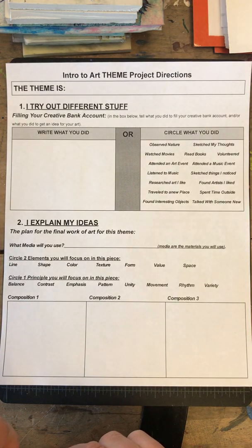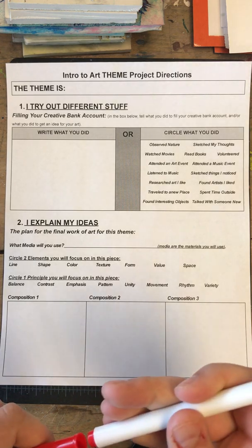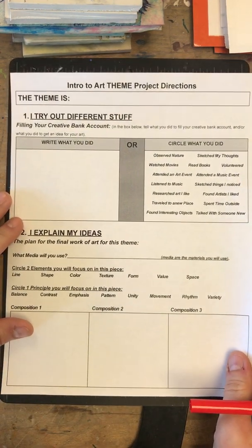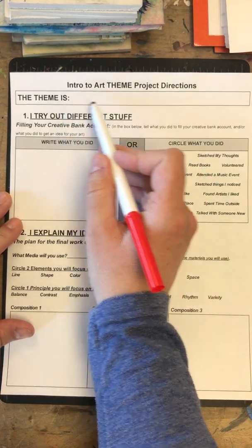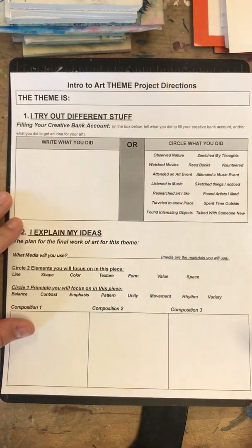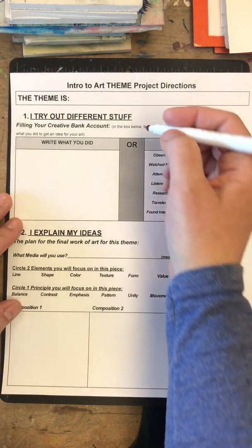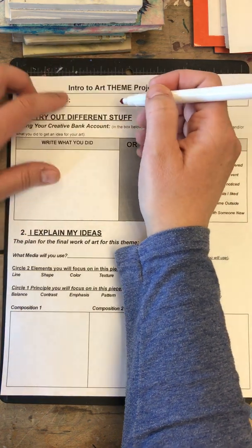This is a video to help you if you are not sure how to fill out the theme project plan. So this is what it looks like. Up here you have to add your theme, and you could choose one of the 9 that we learned about, or you can choose your own theme. The theme is just kind of like what it's all about.